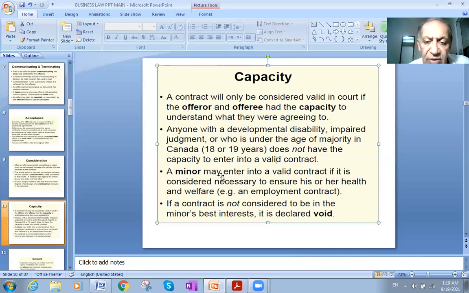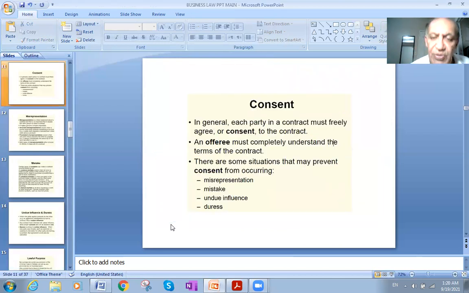Okay, a minor may enter into a valid contract if it is considered necessary to ensure his or her health and welfare, for example an employment contract. If a contract is not considered to be in the minor's best interest, it is declared void. Those are the points we have to care about from the previous page. All I want you to know is that it is void, V-O-I-D. It is a void contract.